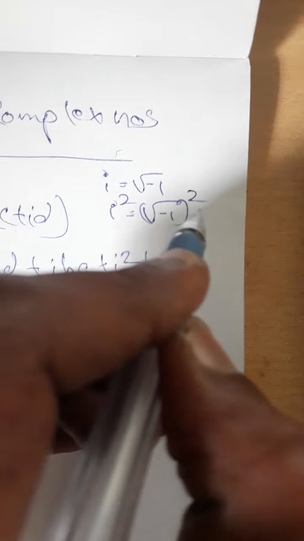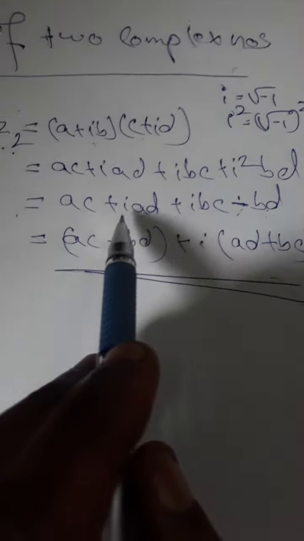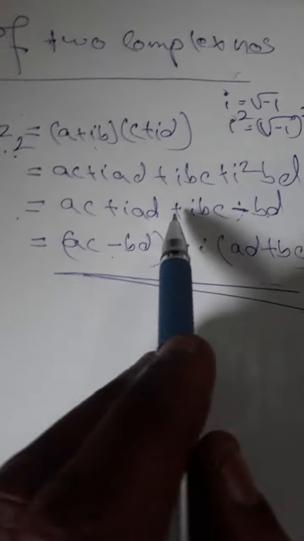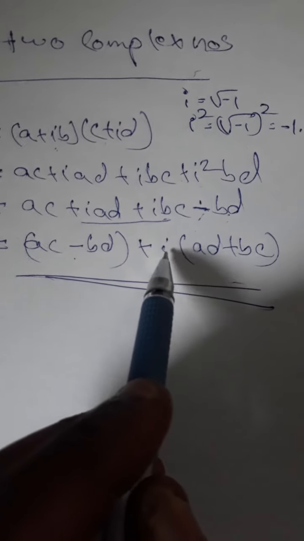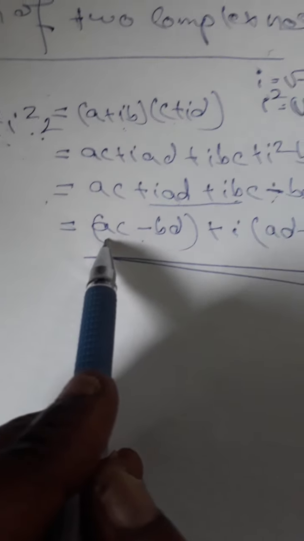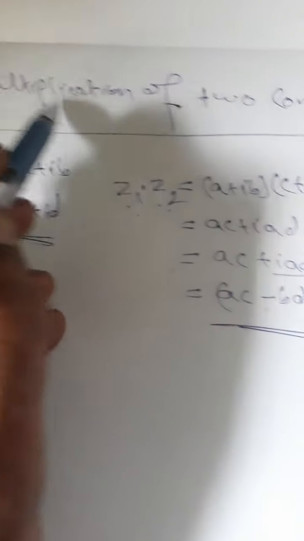This is minus bd because the value of i is root of minus 1. So i square will be (root of minus 1) whole square, which is minus 1. So this becomes minus bd. Now I will collect the terms containing the real numbers to one side and then the terms containing i. So i is common here, so it is ad plus bc. So this will give you ac minus bd plus i into (ad plus bc). This is how you multiply any two complex numbers.